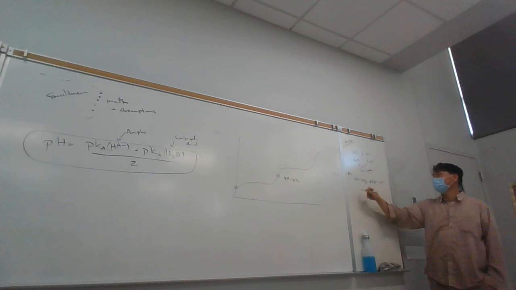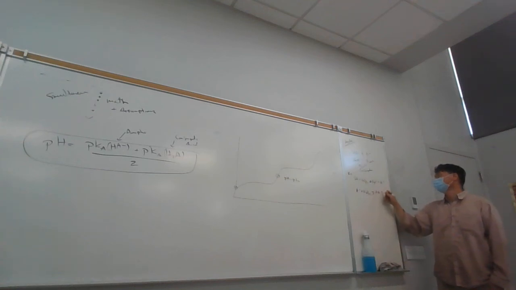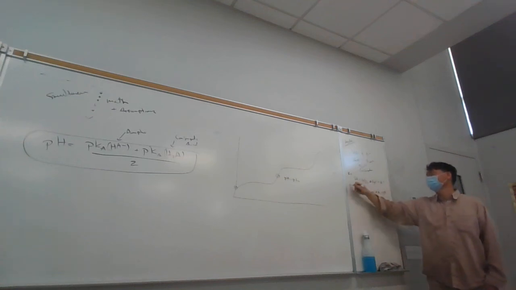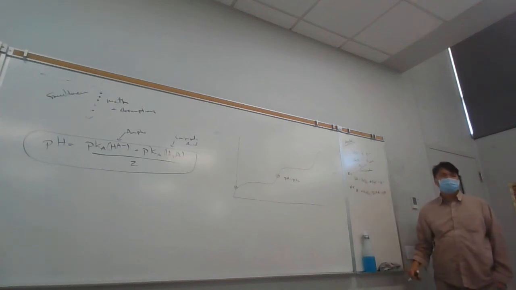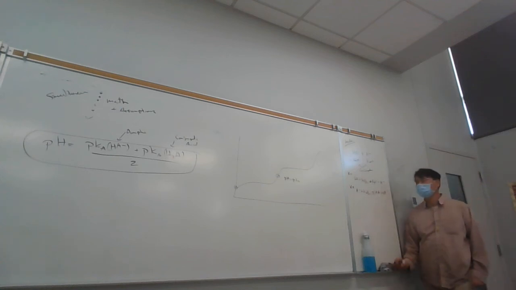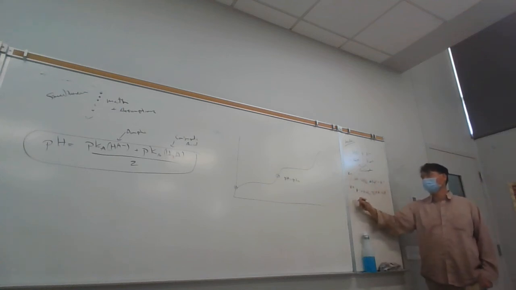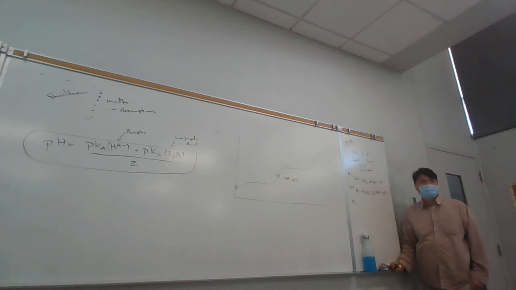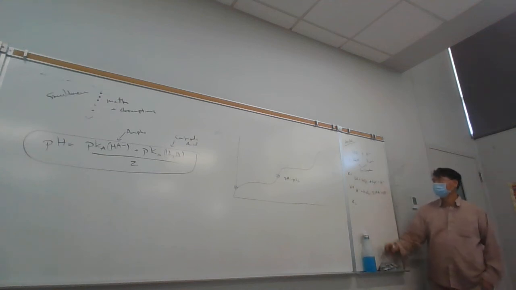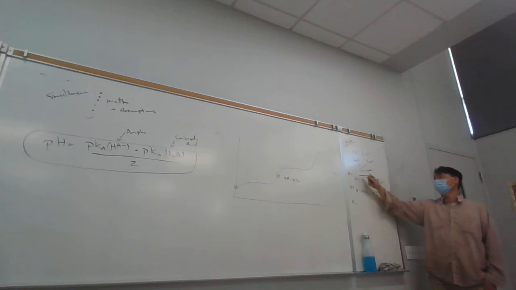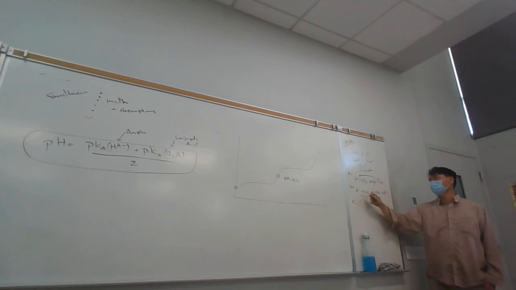And then I look at the Kb for A minus. A minus plus H2O liquid is going to yield HA plus OH minus. This is my Kb. And so do I have to solve this simultaneously, Ka, Kb, and Kw? No, I don't, because these describe the same equilibrium: the equilibrium between HA and A minus, and the equilibrium between A minus and HA. So they're the same.